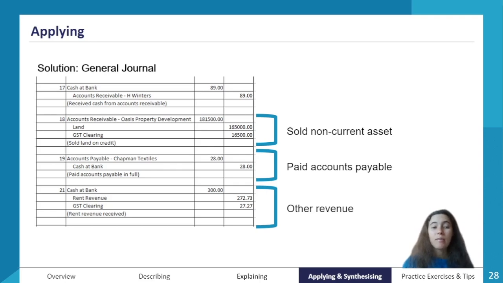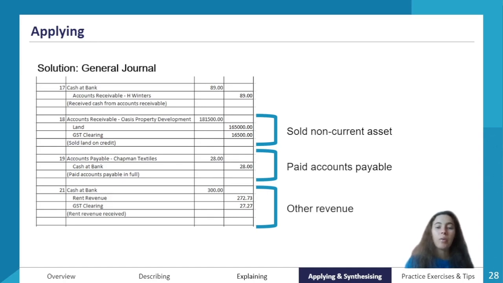Selling a non-current asset. So instead of having our asset account increasing, in this case, the asset account, land, is decreasing because we are getting rid of it, and accounts receivable is going up because the business that has purchased that land from us now owes us money for that. We're paying our accounts payable for Chapman Textiles, so cash at bank is going down. That liability account, accounts payable, is going down as well.